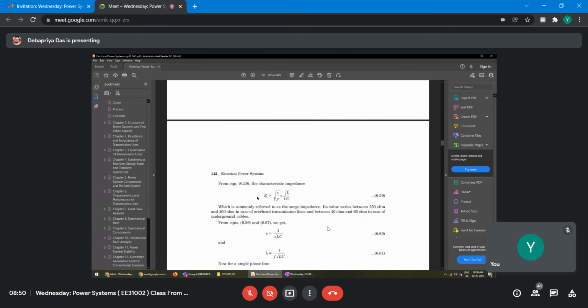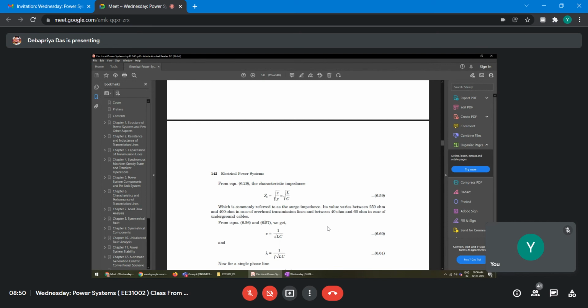If it is so, then from equation 29 you will get Zc is equal to root over z by y, that is root over L by C, which is commonly referred to as the surge impedance. Later we will see what surge impedance is. Values for a transmission line may be 250 to 400 ohm, and in the case of underground cable it is 40 to 60 ohm.